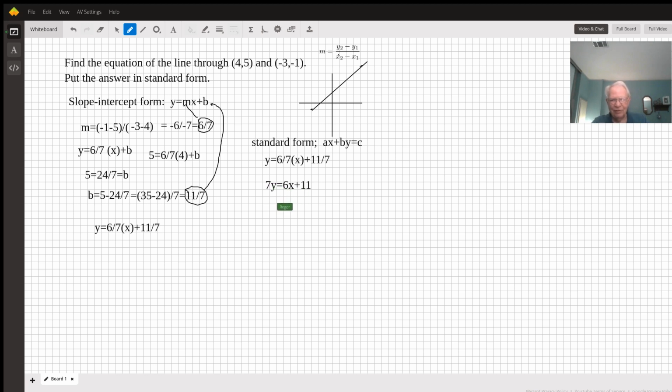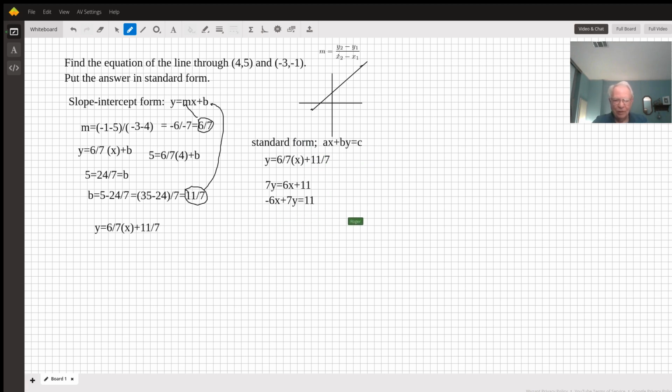We have to have the x and y on the same side of the equal sign. So all I have to do is subtract that 6x from both sides. I'll make that negative 6x plus 7y equals 11. So there's the equation in ax plus by equals c form. That's standard form. Perfectly good equation. I'm happy with that answer.